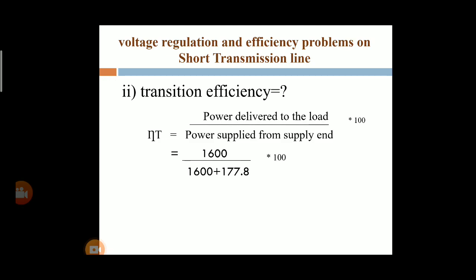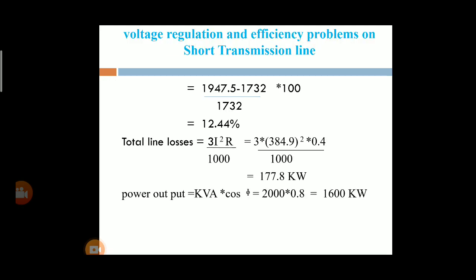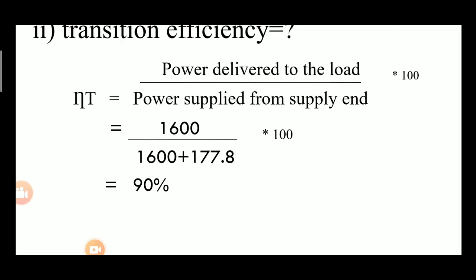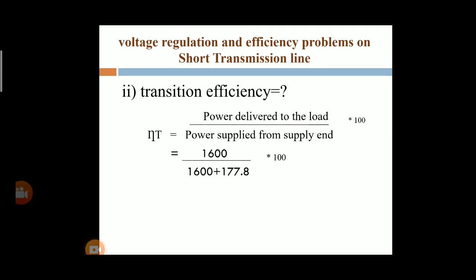The formula for the three phase line losses is 3I square R. These are the total line losses, which come to 177.8 kilowatts. That will be substituted in this equation, and then we obtain the transmission efficiency, which is 90%.